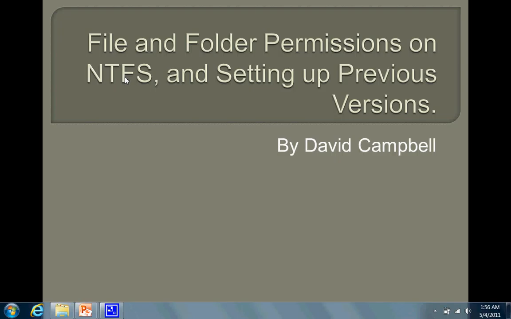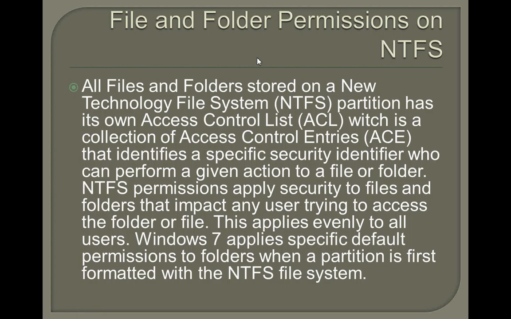All files and folders stored on a New Technology File System, NTFS, partition have their own access control list, ACL, which is a collection of access control entries, ACE, that identifies a specific security identifier who can perform a given action to a file or folder. NTFS permissions apply security to files and folders that impact any user trying to access the folder or file. This applies evenly to all users.